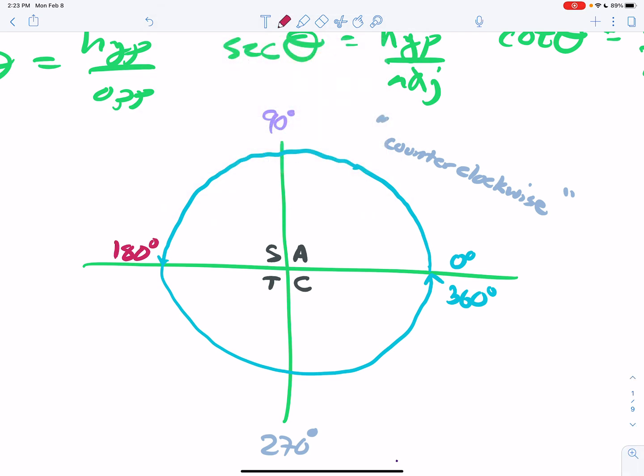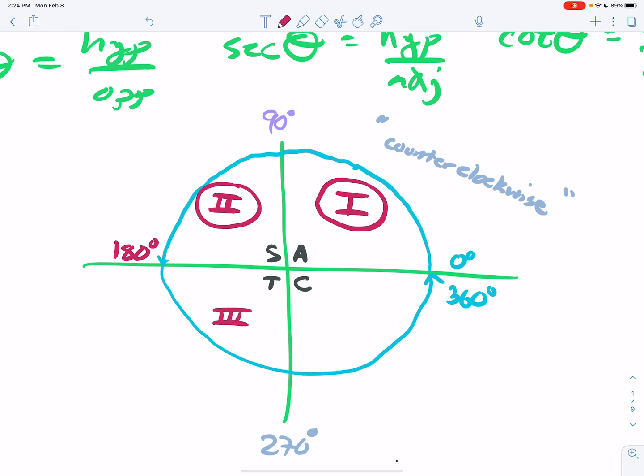Okay? So know that when you're going from 0 to 90 degrees, this is quadrant 1. Okay? That's just a Roman numeral. If you're over here, somewhere between 90 and 180, you're in quadrant 2. Okay? Notice how I'm going counterclockwise as well. If you're somewhere between 180 and 270, you're in quadrant 3. And if you're somewhere between 270 and 360, you're in quadrant 4. IV, Roman numerals, okay? So know your quadrants. We have 4 quadrants here.